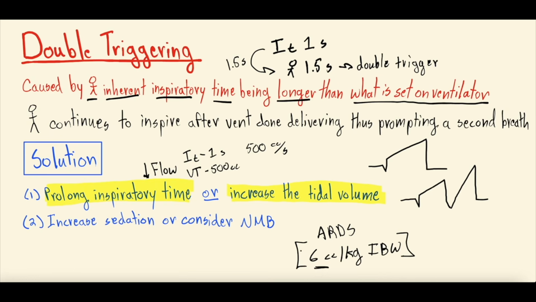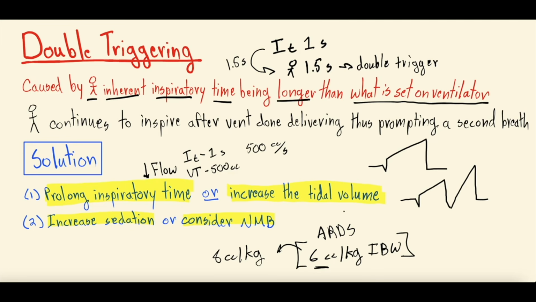So if you increase them to 8 cc's per kg because they're double triggering, that might not be in line with your endpoints. So if you are in a tight spot and you have no other options, you could increase their sedation or consider neuromuscular blockade, a paralytic, in severe ARDS. But this should be a last-ditch effort. Do keep in mind, sometimes there's a happier medium.